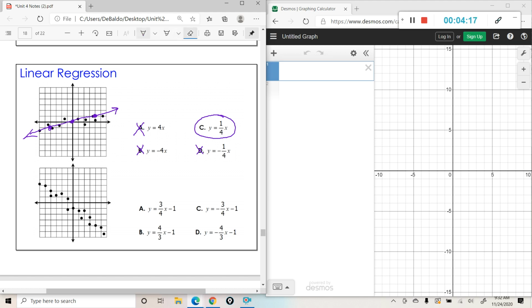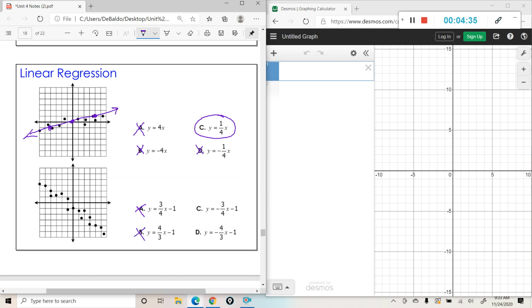Okay, let's go ahead and look at the second one. So the second one, you're probably thinking, well, I can eliminate two right off the bat here, and they're the two with the slope that's positive. So I'm going to go ahead and just eliminate those. I have A and I have B. I can get rid of those right off the bat.